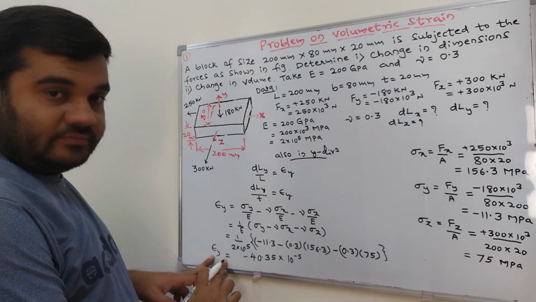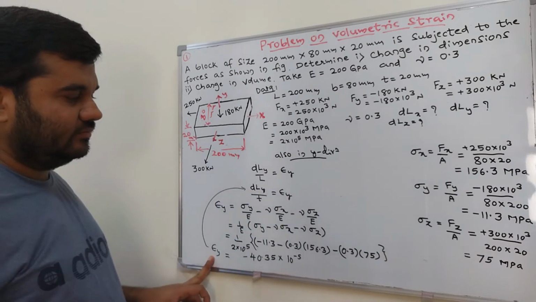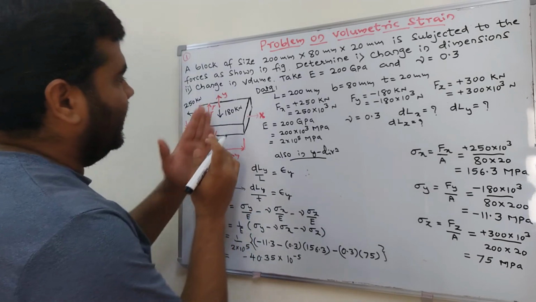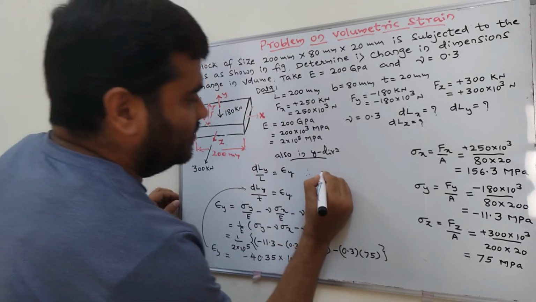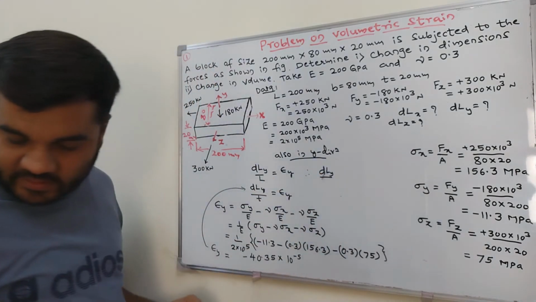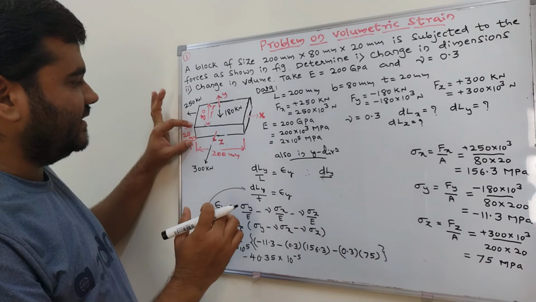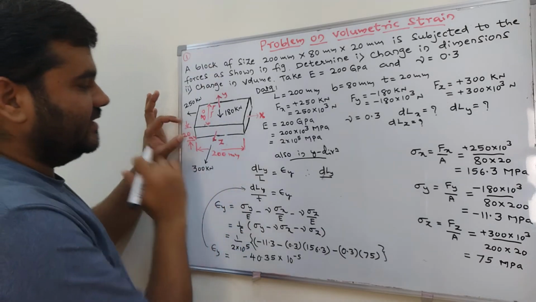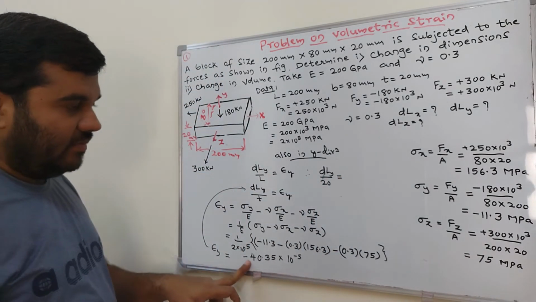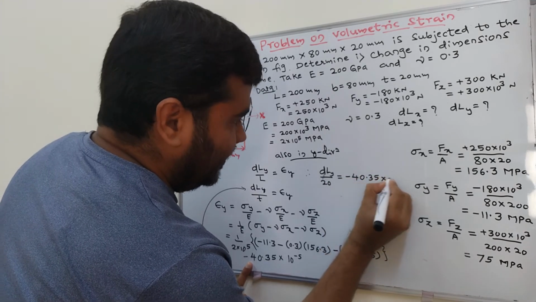Once you find this, you need to come here and substitute this value. Therefore, I want the change in length in y direction. Change in length in y direction divided by thickness, how much is the thickness? 20 millimeter, because I am applying it here, its thickness is 20 millimeter. 20 equals strain in y direction, which is minus 40.35 into 10 raised to minus 5.